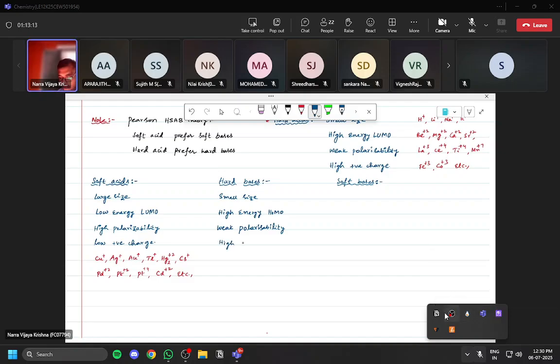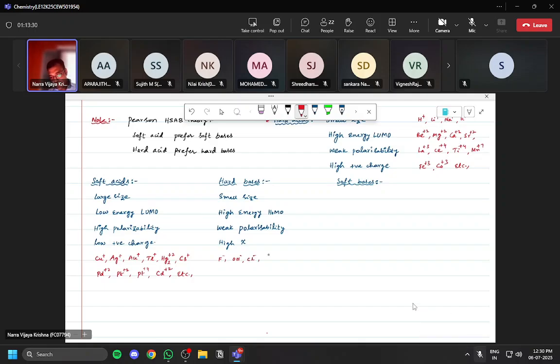High electronegativity. Example, fluorine. So F minus, OH minus, Cl minus, CO3 2 minus, water, with the more electronegative atom oxygen. Then ammonia, nitrogen also being more electronegative. Means all amines, RNH2, hydrazine N2H4.